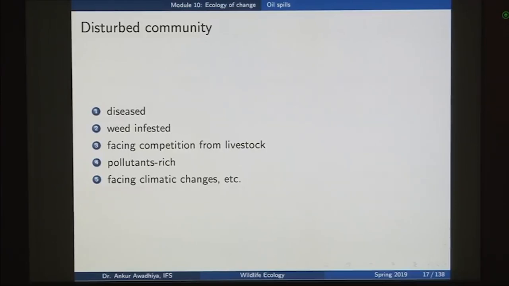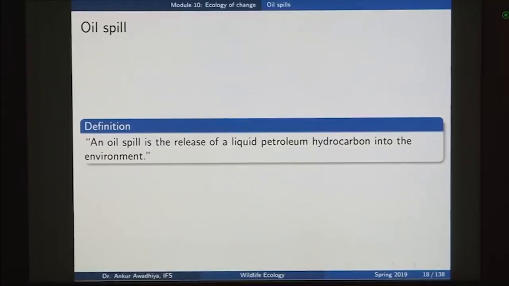Now, we will look at oil spills as a case study of a single large infrequent disturbance, the kinds of impacts that it brings about to the ecosystem, and how ecosystems are able to cope back, or at the same time, how we as human beings act on these ecosystems in an effort to help them recuperate back to normalcy. So, we will begin with oil spills now.